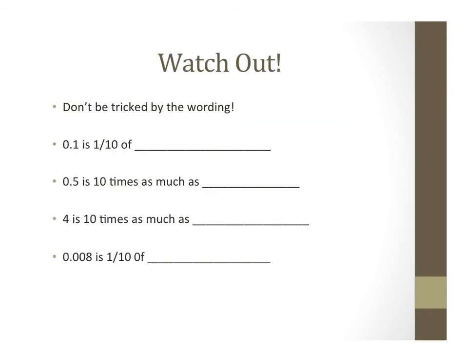Now watch out. Don't be tricked by the wording. This is the same thing we worked on earlier this year because it can be so tricky. Think of the "is" as an equal sign. 1/10 is 1/10 of what original number? In other words, what number started out that when you moved the decimal place one spot to the left, you got 1/10? Well, that number would be 1 or 1.0.